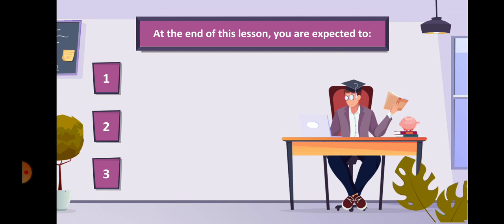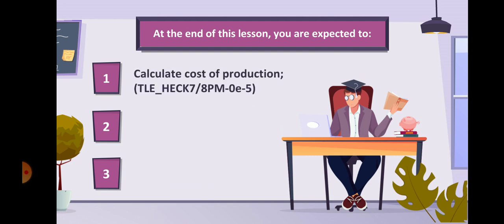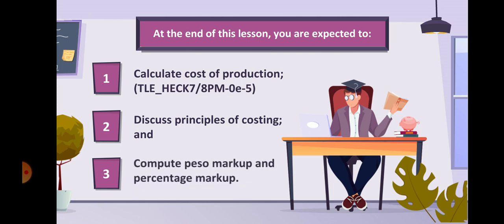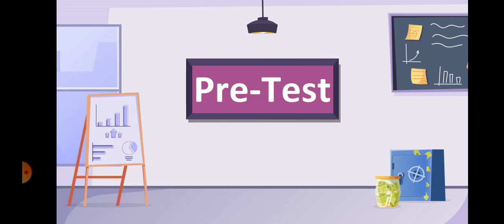At the end of the lesson, you are expected to, number 1, calculate cost of production. Number 2, discuss principles of costing. And number 3, compute peso markup and percentage markup. Okay, let's have a pretest.